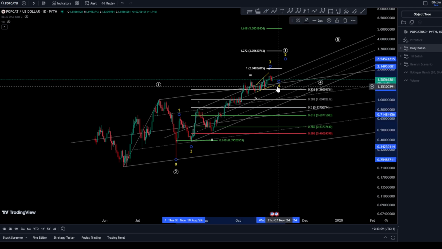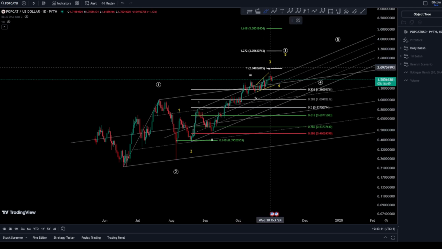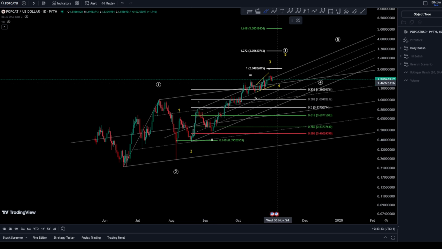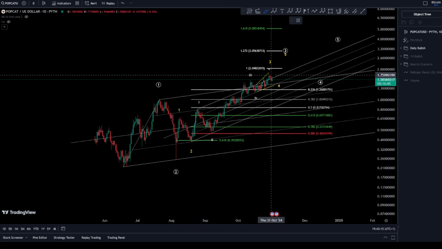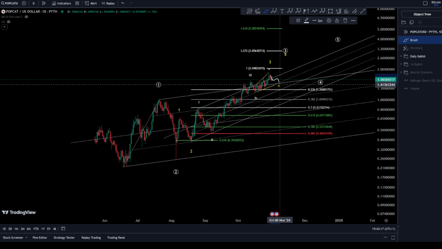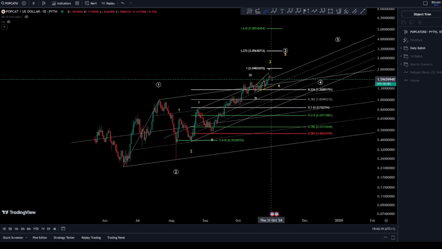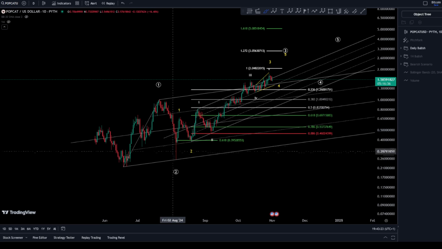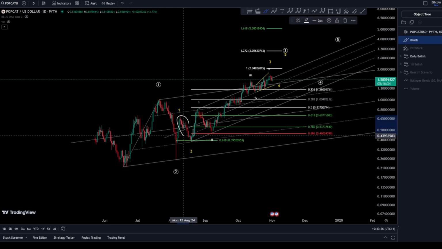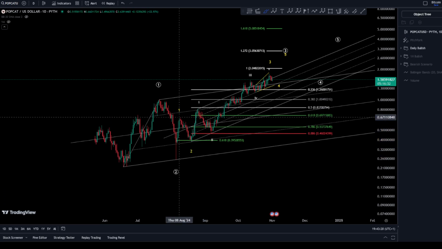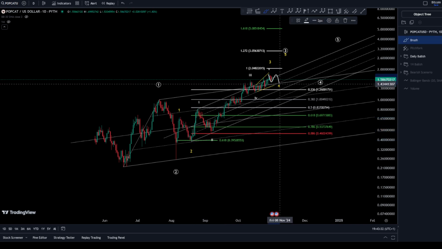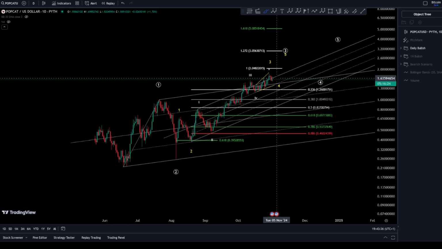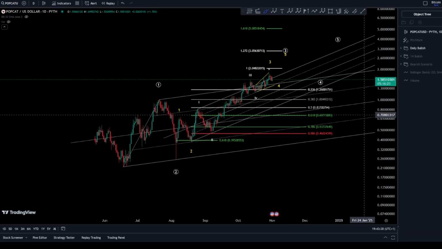It is preferable that you get a wave 4 for the yellow scenario here as a sideways or as a flat for your wave 4 and then move towards your wave 5. Because your wave 2 here in the yellow scenario is a very sharp and deep zigzag, it is preferable that an alternation with a wave 4 be much more preferable as per Elliott wave theory.